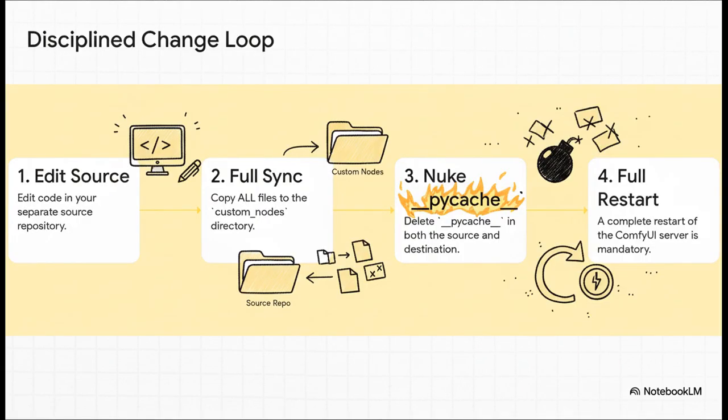So this all builds up to a simple, foolproof ritual. A disciplined change loop. Four steps, you do them every single time. One, edit your code in your source repo. Two, run a full sync of the entire package, not just the one file you touched. Three, nuke the __pycache__ folders in both your source and deployment locations. And four, fully restart the Comfy UI server. You follow this and stale code bugs just cease to exist.